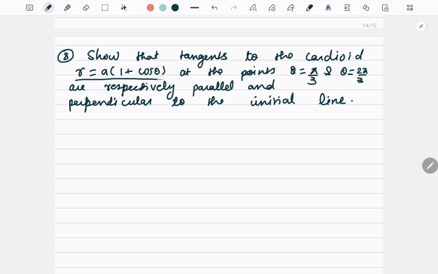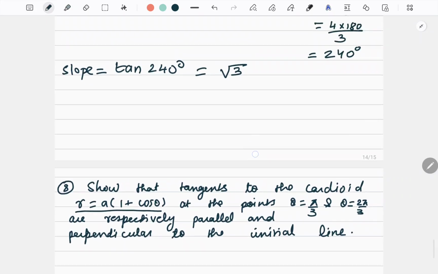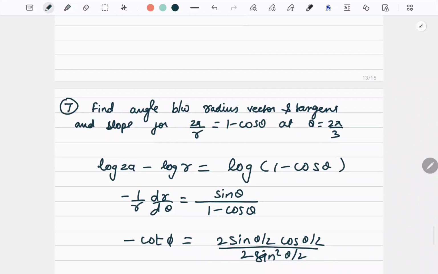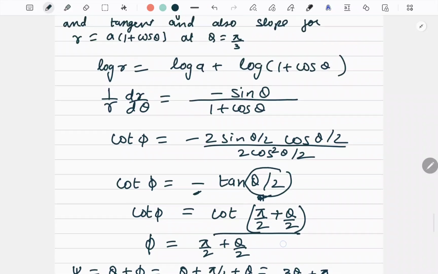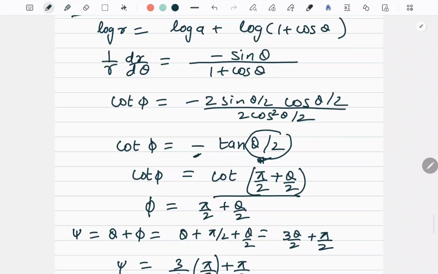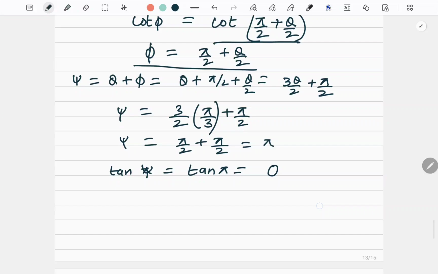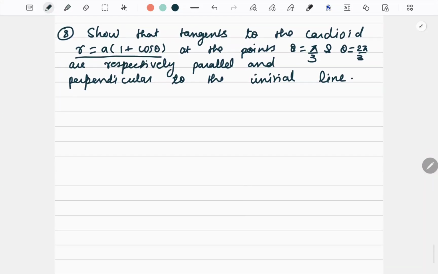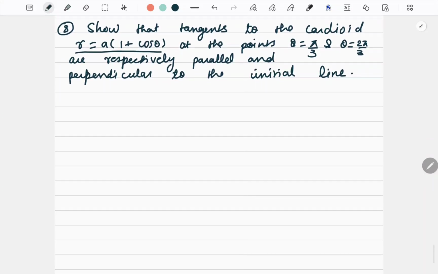This question we just did, if you remember, so I'll take the value from there. r = a(1 + cos theta). When I did this, I reached this value: phi = pi/2 + theta/2. So see, there is a lot of repetition. When you do angle between two curves, all these curves will come. When you do pedal equation, all these curves will come. So here I have phi = pi/2 + theta/2. But in the exam you have to do it completely.